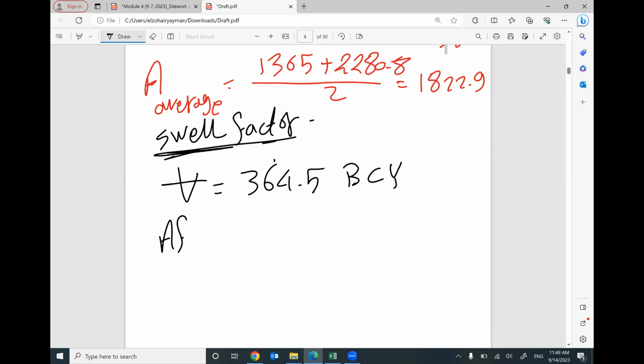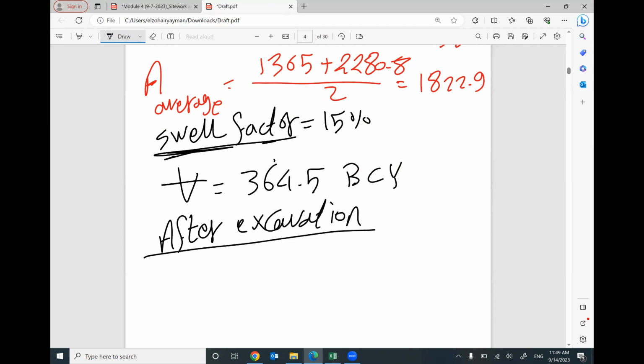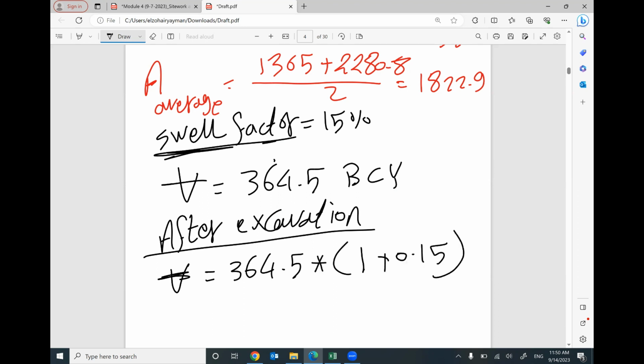After that, if the swell factor is given, for example, based on the soil report equal to 15%, then after excavation the produced soil will not be 364, it will be bigger: 364.5 times 1 plus 0.15. So if you multiply this by 1.15, it will be 419.3 loose cubic yards. So please rent your trucks to remove this soil based on the 419.3 loose cubic yards.